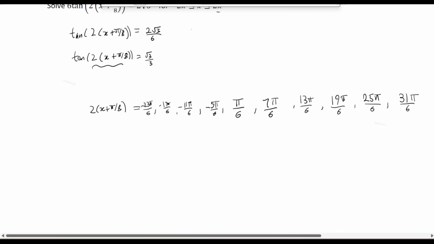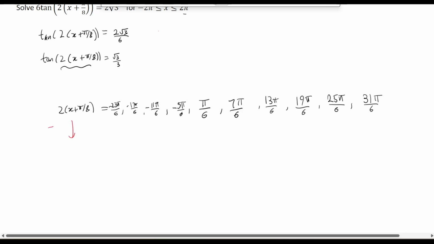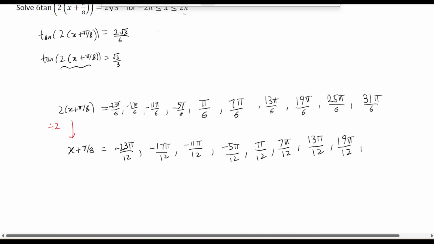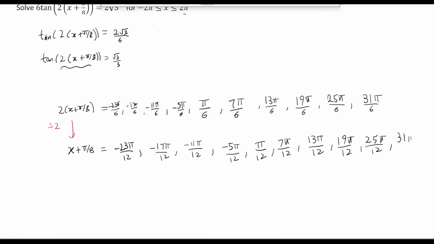Okay, now we've got to divide both sides by 2 to get rid of this 2 here. So what I'm going to be left with is x plus pi over 8. Now to divide all these fractions by 2, I can literally just change the denominators to 12 instead of 6. Okay, 25 pi over 12 and 31 pi over 12.